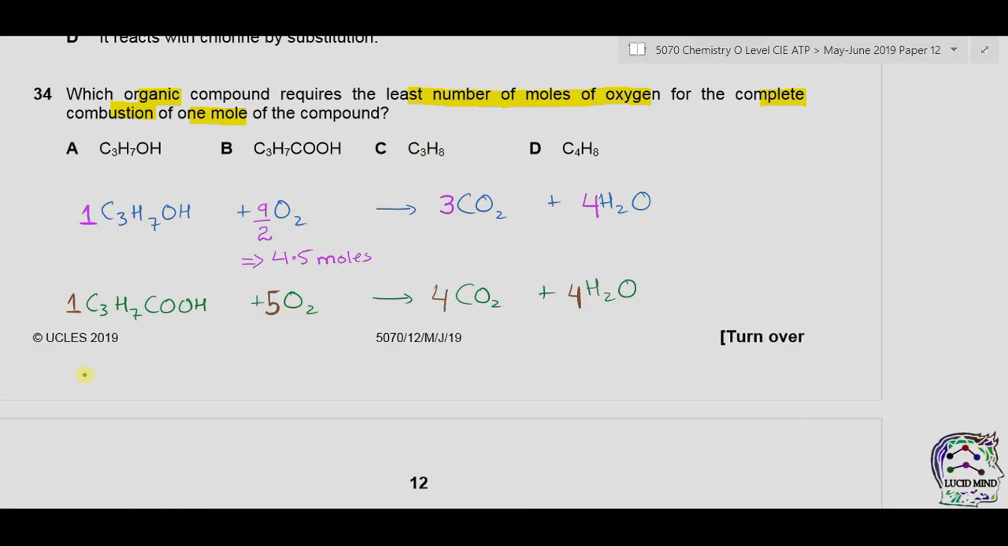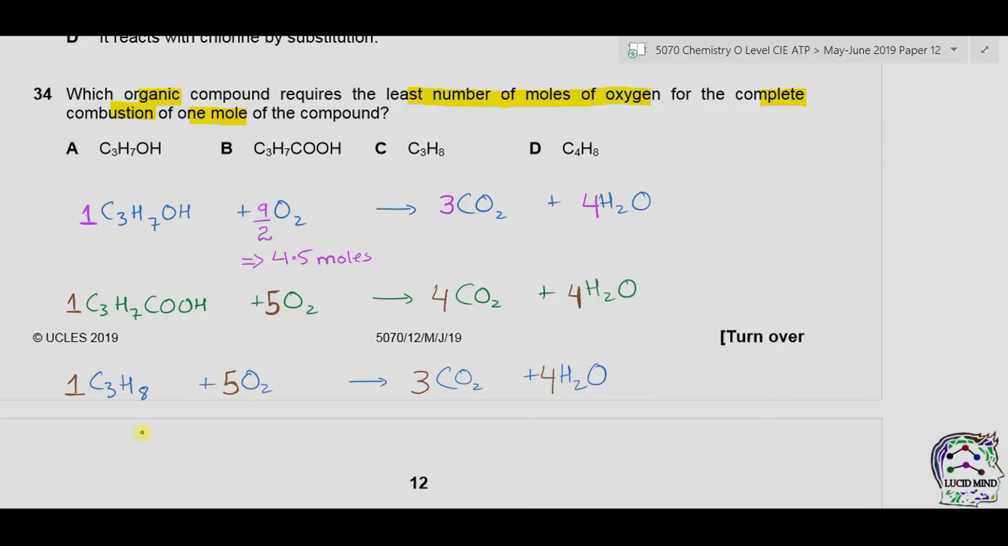For C, we have C3H8. It can also combust in the presence of oxygen to form CO2 and H2O. Now balancing carbon atoms. We have 3 carbons on the reactant side, so we can write 3 with CO2. We have 8 hydrogen atoms in the reactant, so we can write 4 with H2O. Now balancing oxygen. We have 10 oxygen atoms in the product, so we can write 5 with O2. So 1 mole of C3H8 requires 5 moles of oxygen.